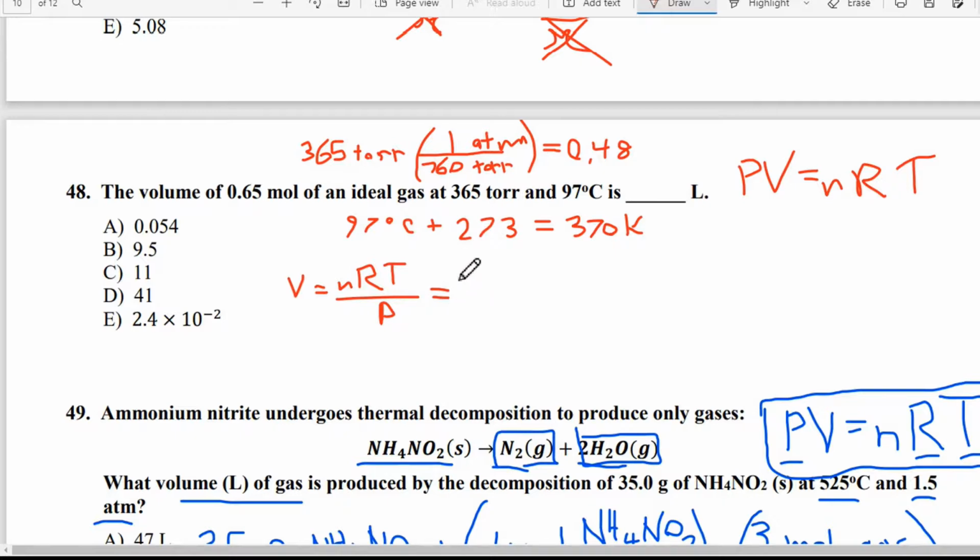So moles, 0.65. I'm going to do something that you should never do because I'm feeling lazy and I apologize. I'm not going to put my units. So 0.65 moles, and I don't recommend this for the exam. I am a trained professional. Do not try this at home. So let's see. 0.08206, right? Yeah. 370.